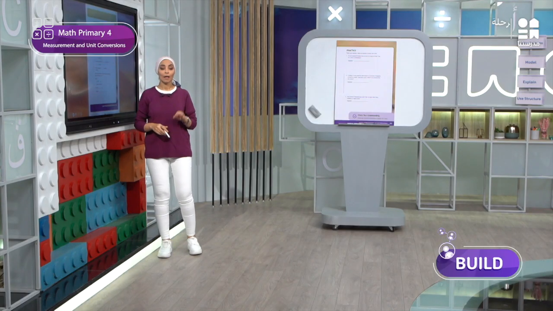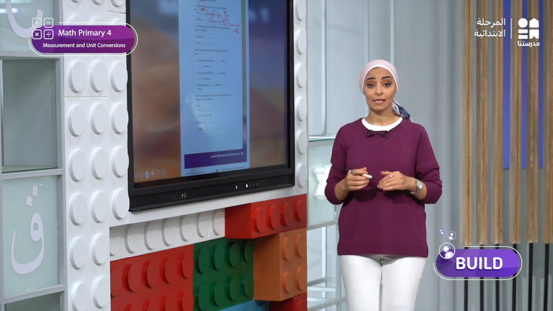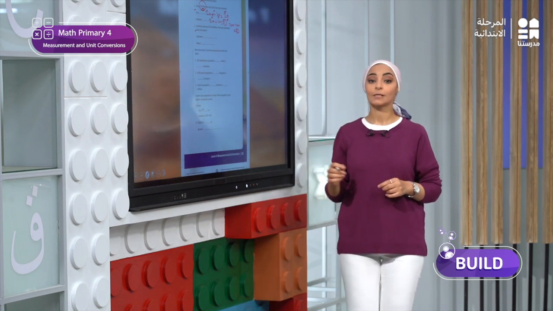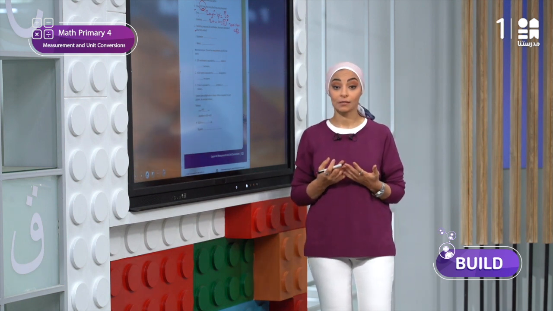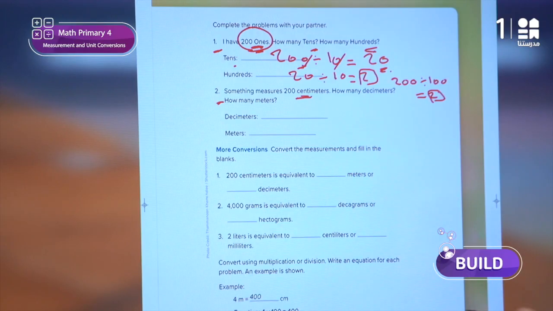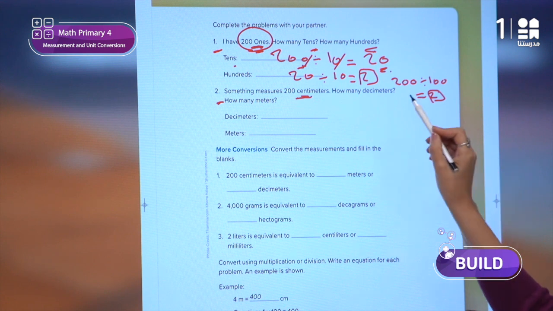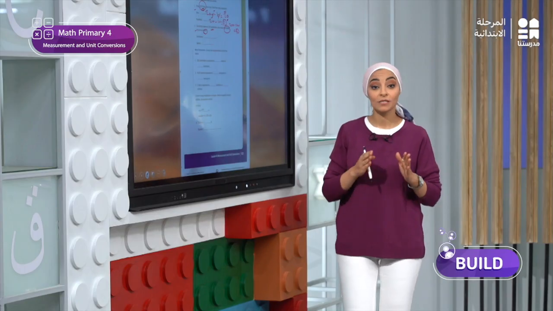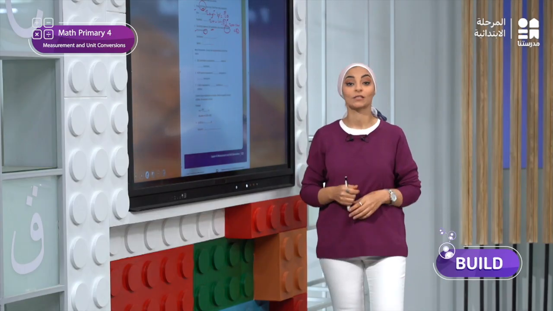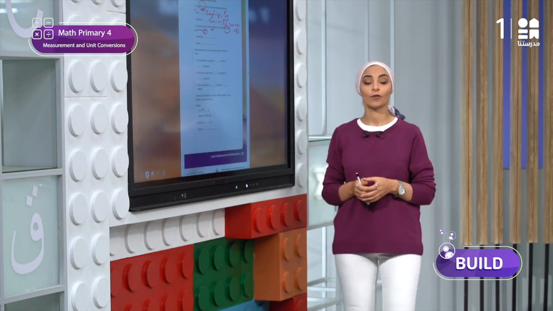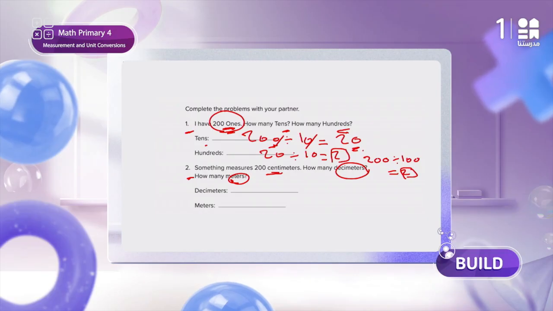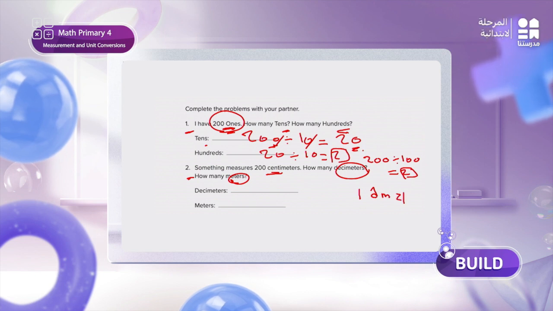Here's the second example. We will apply exactly what we have done in the first example. هعمل بالظبط نفس اللي عملته في first example. The example is asking if there is something that measures 200 centimeters. عايز يعرف فيها how many decimeters و how many meters. What should I do? Just like the first example, to convert from centimeter لديسيمتر هعمل ايه؟ Yes, I will divide. ليه هعمل division? Because I convert from small unit to a larger one. So we know that 1 decimeter equals 10 centimeters.